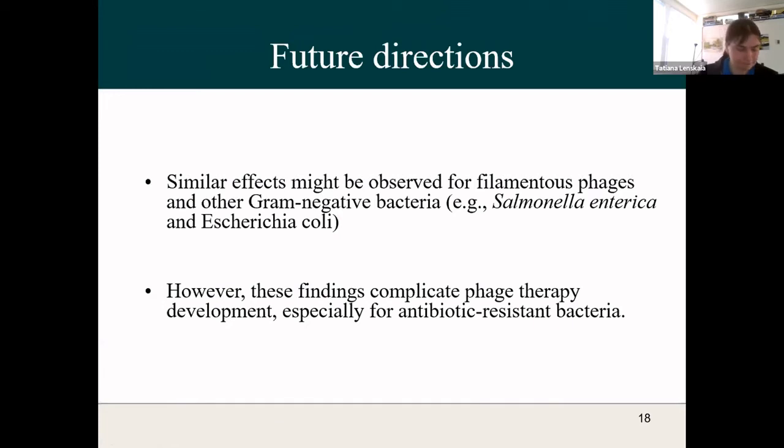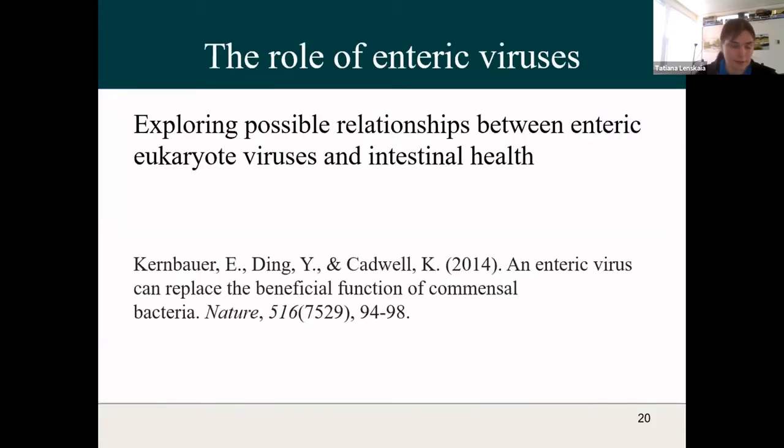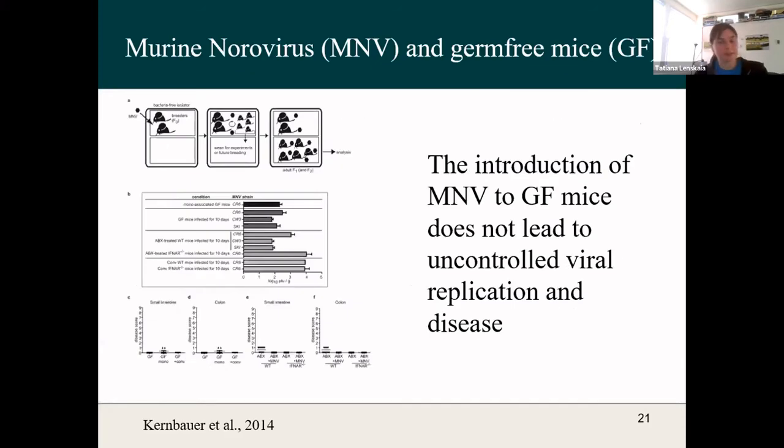Okay, case 2. This second study explores the relationship between enteric eukaryotic viruses and intestinal health. So now it's an animal virus, but it has an unexpected role in human intestinal health. This particular study was performed by Kernbauer et al. in 2014. It studied germ-free mice, mice that don't have any microbiome in them, so the intestine is sterile.